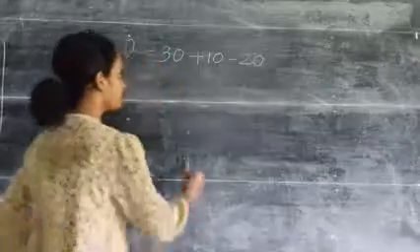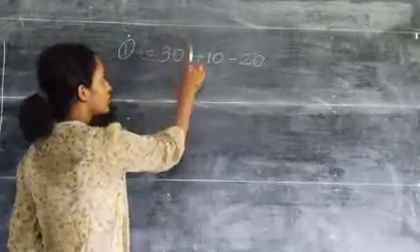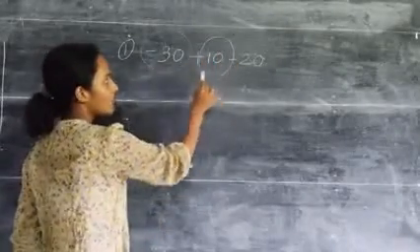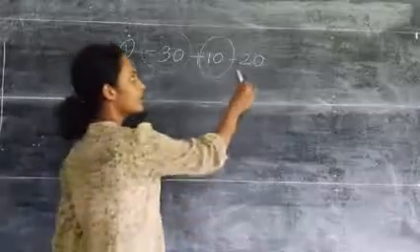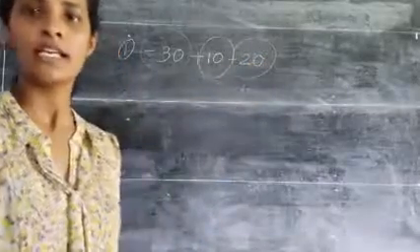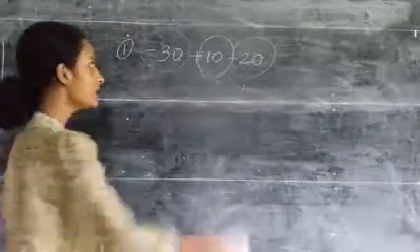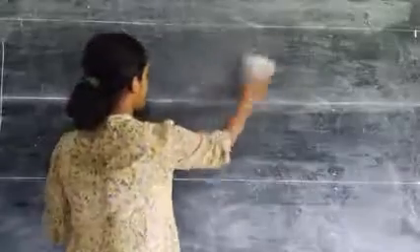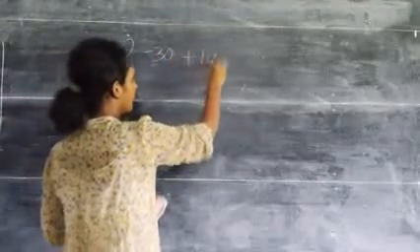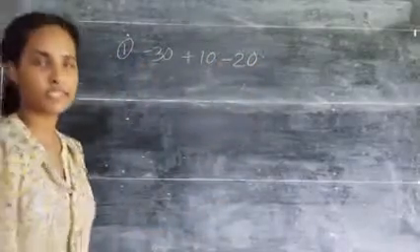So look at this. There are 3 integers. The first integer is minus 30, the second integer is plus 10, and the third integer is minus 20. Can you see these 3 integers? Yes. So minus 30, plus 10, and minus 20 are the integers. Now we are going to solve this and find the answer.